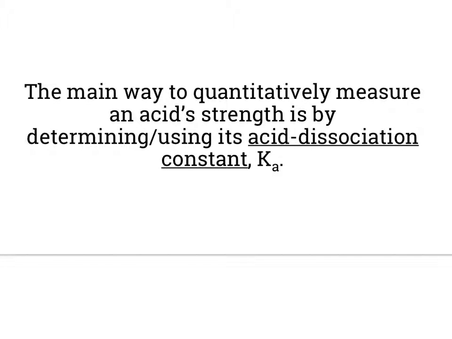The main way to quantitatively measure an acid's strength is by using its acid dissociation constant. We know that strong acids ionize completely, but we often don't know that just by looking at a compound. The Ka of that compound is what really gives us an idea how much it dissociates. Basically, the higher the Ka, the stronger the acid.